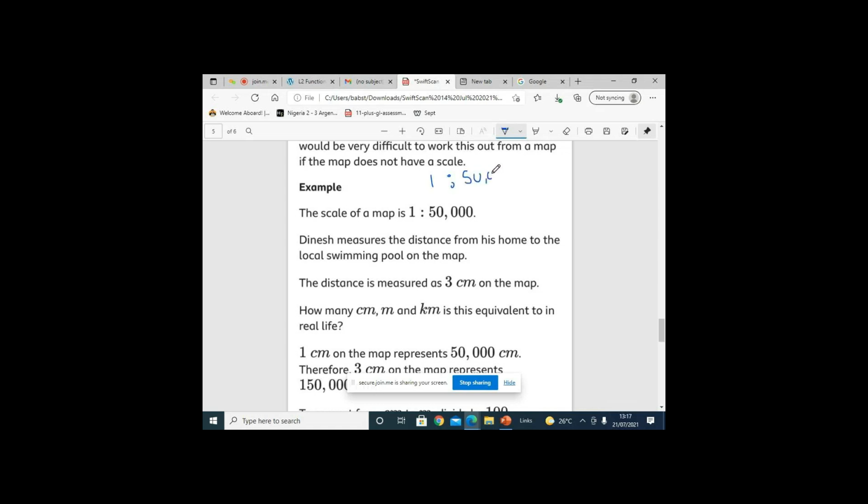So it's 1:50,000, similar to the approach we used before. Then it's 3 centimeters here. So the multiple is times 3. So you just multiply this by 3. So what is 50,000 times 3 now? That's going to give you 150,000. So it's 150,000 centimeters. So the distance you get is 150,000 centimeters.